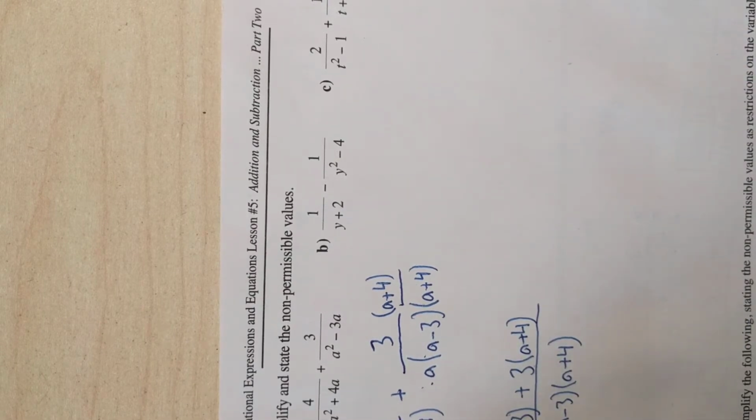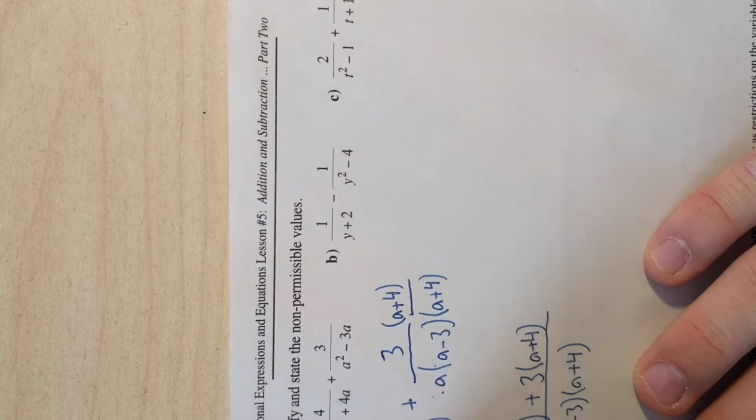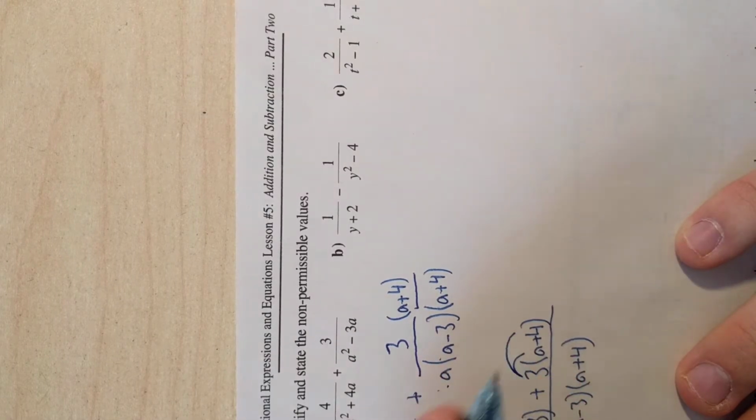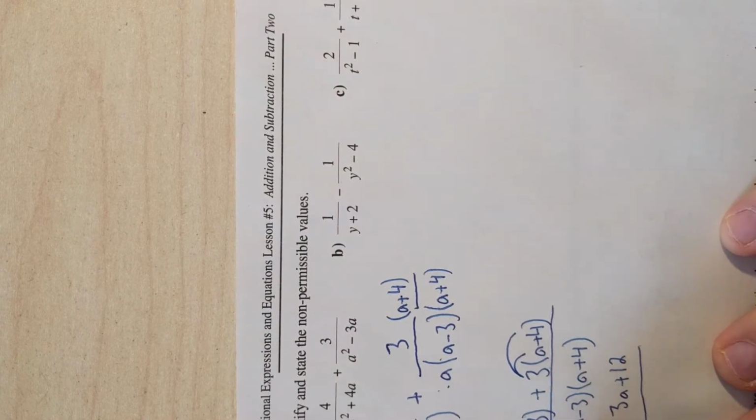Now that we have a common denominator, we can write it as one big fraction, and we simplify the top by combining like terms. But before we can do that, we need to multiply through and get rid of the brackets. So this 4 we're going to multiply through, so it becomes 4a minus 12. This one becomes, as we multiply through rainbow style, plus 3a plus 12, all over a minus 3, a plus 4.